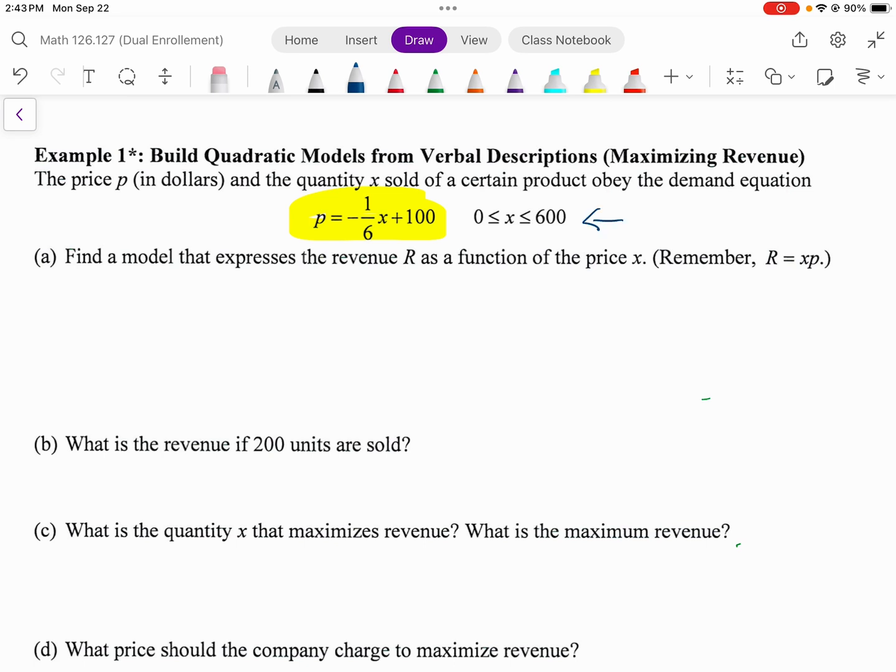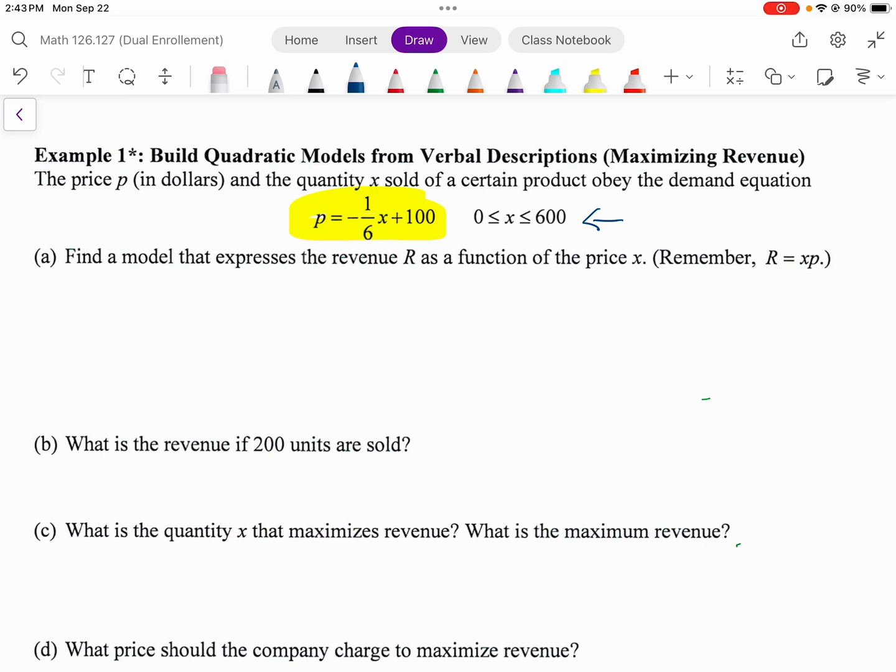The first example is giving us the p-value, which is -1/6x plus 100, and it is giving us a constraint, which means that x can only be between 0 and 600, which kind of makes sense since notice that the negative numbers are not being included. Obviously, you can't charge negative, you can't have negative quantity of items. And I'm assuming 600 is the limit since a company can only make so much at a time.